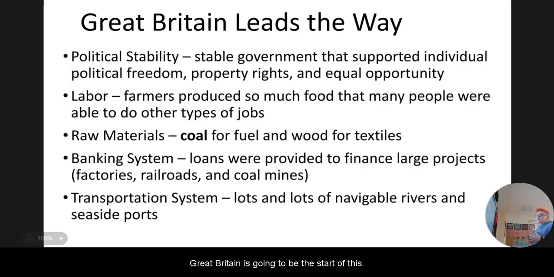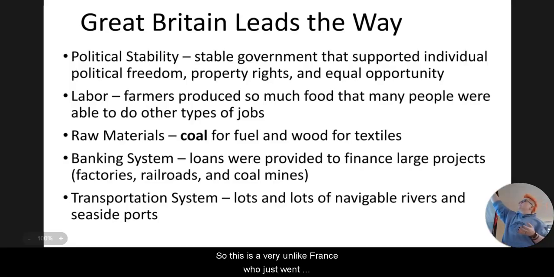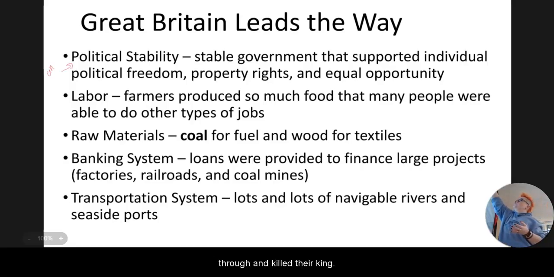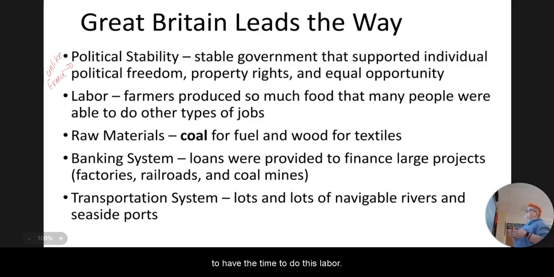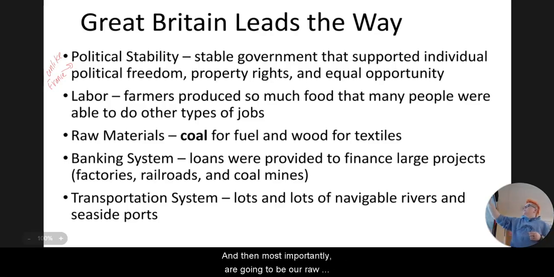So Great Britain is going to lead the way in doing this. Great Britain is going to be the start of this. We have a couple big pieces: political stability. So unlike in France, who just went through and killed their king, Britain's government is functioning really well. So they're doing really well, which is going to allow them to have the time to do this. Labor. Farmers produce so much food that many people are able to do other types of jobs. Not everyone had to farm anymore. They could go work in factories. And then most importantly are going to be our raw materials, specifically coal.